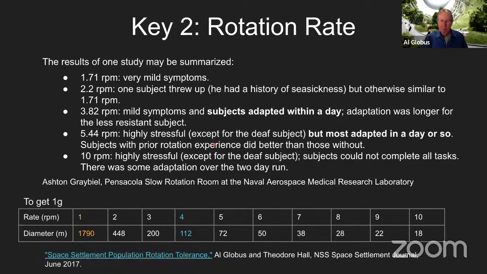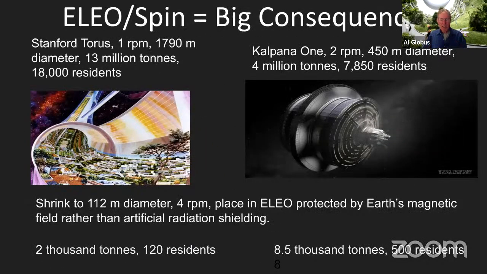So good. So what happens if you take the Stanford torus or Kalpana 1 and you run the first 2 keys on it? There are big consequences. Consider the Stanford torus. It's a 1 RPM system, 1,790 meters in diameter. I know I'm being repetitious. There's a reason for that. It weighs 13 million tons. It has almost 20,000 residents.